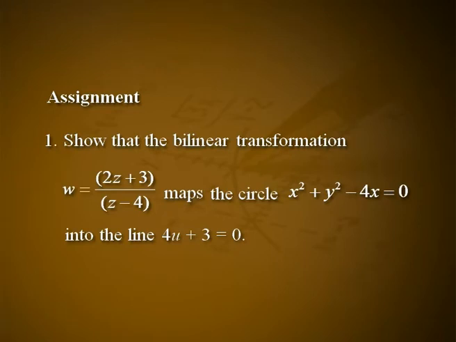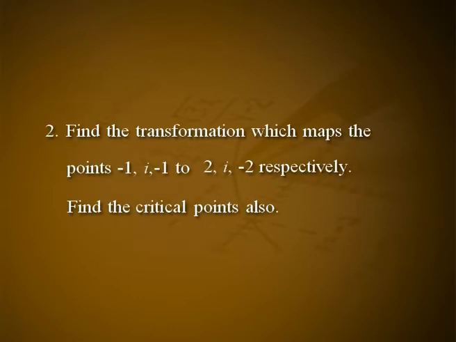1. Show that the bilinear transformation w is equal to 2z plus 3 all divided by z minus 4 maps the circle x square plus y square minus 4x is equal to 0 into the line 4u plus 3 is equal to 0. 2. Find the transformation which maps the points minus 1, i, minus 1 to 2, i, minus 2 respectively. Find the critical points also.